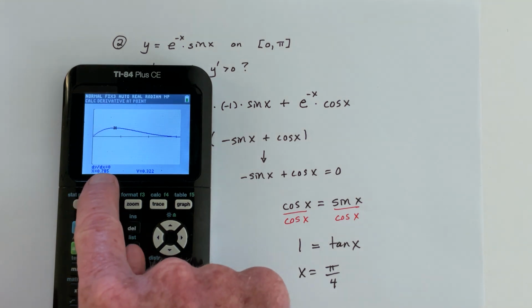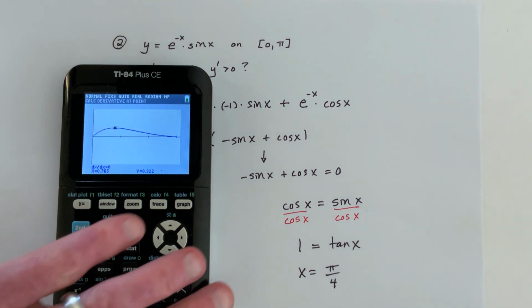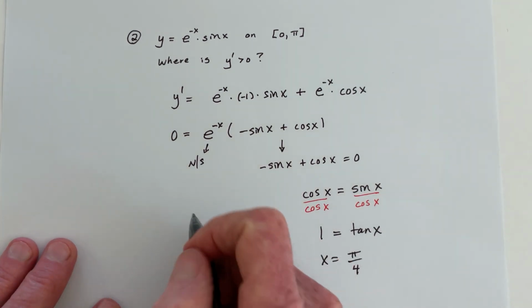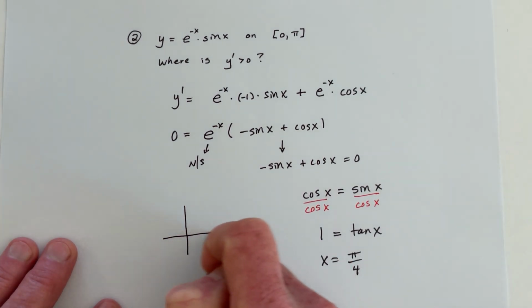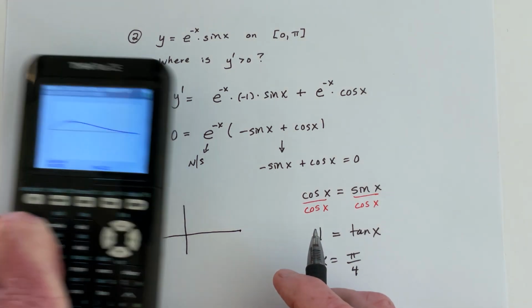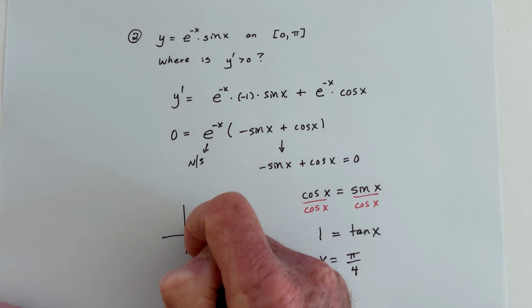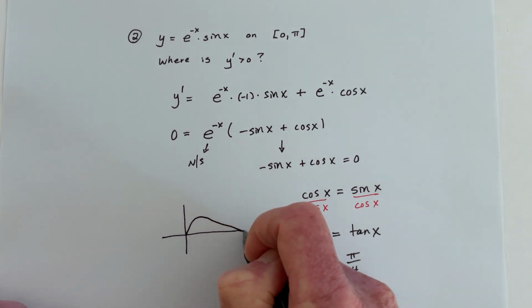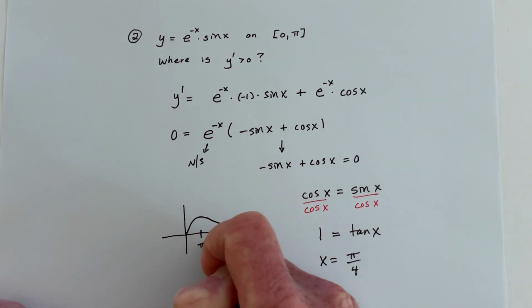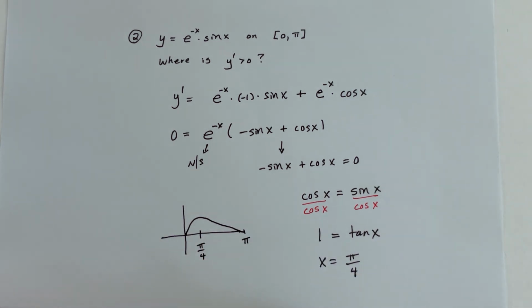And it says the derivative equals 0. So then I can even be a little bit fancier and draw a picture. So just draw this picture. It basically went like this. And then this was the pi, and this was the pi over 4.